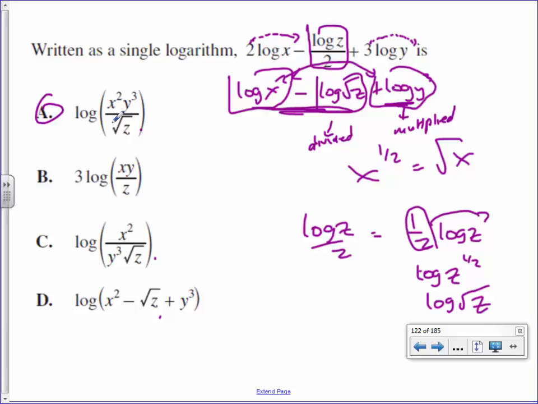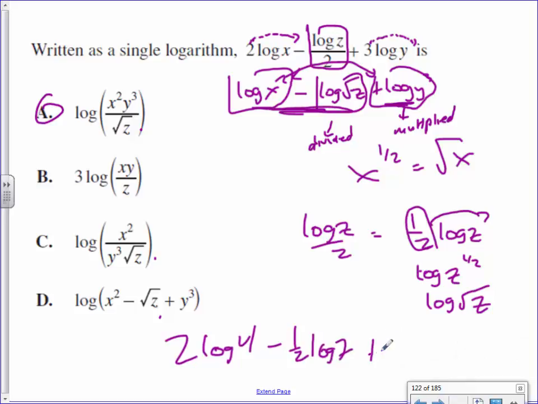So that's why I want to make sure I'm thorough in trying to show you some of the challenging examples. Because if I made this question be 2 log 4 minus 1/2 of log 7 plus 3 log 2, you just type that in your calculator. Does that make sense? So they're going to challenge you by throwing in x's and z's and y's to see whether you really understand how these rules work.